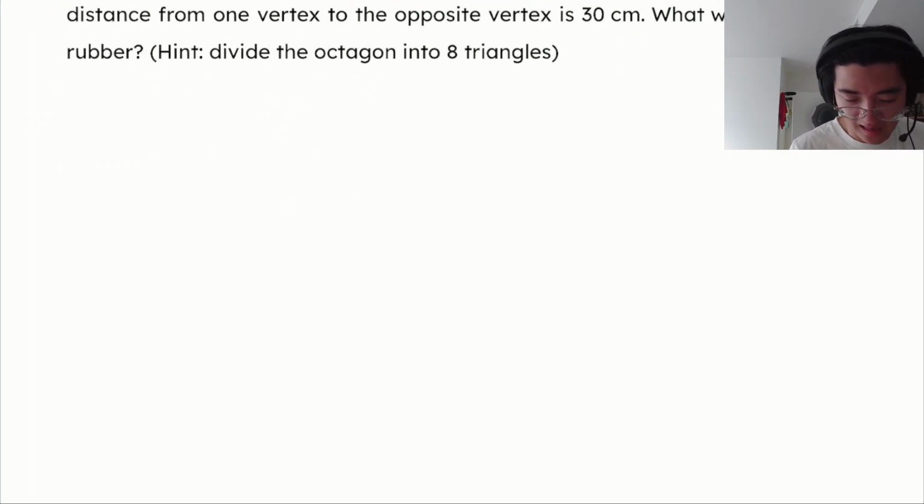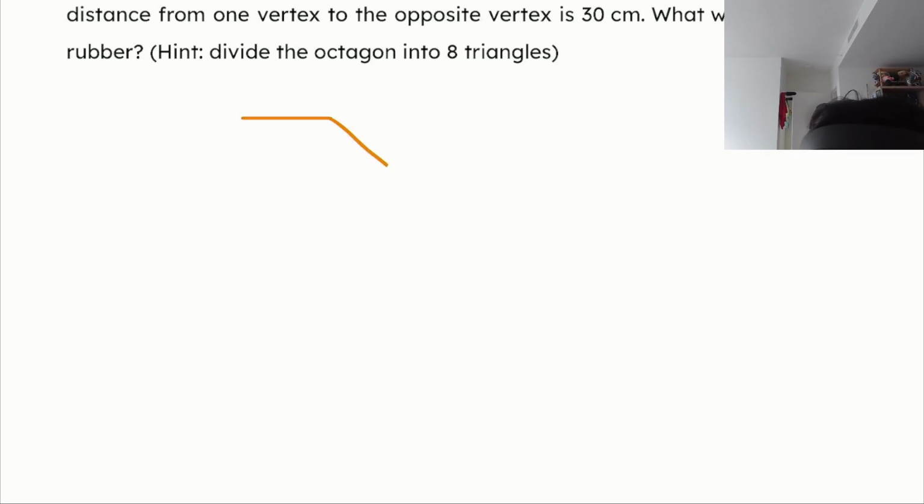So, how to draw an octagon? This is gonna be like the most scuffed octagon you'll ever see. Okay, this one's kind of giving octagon.